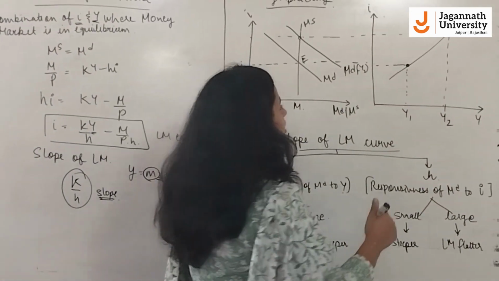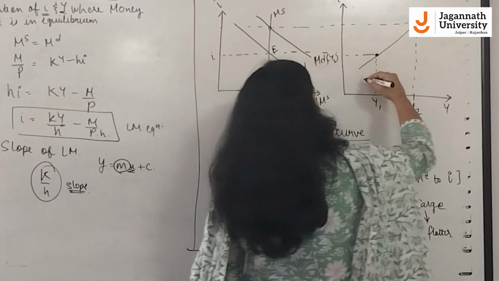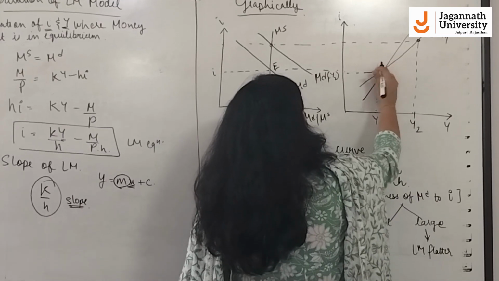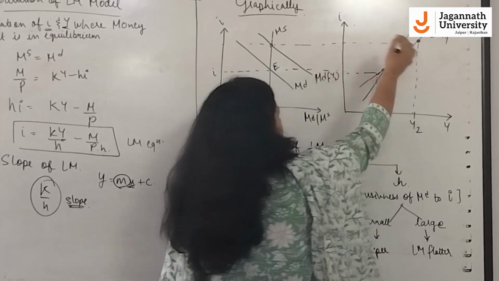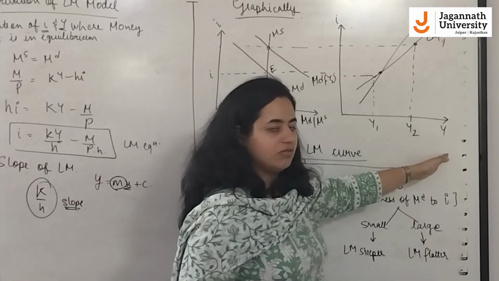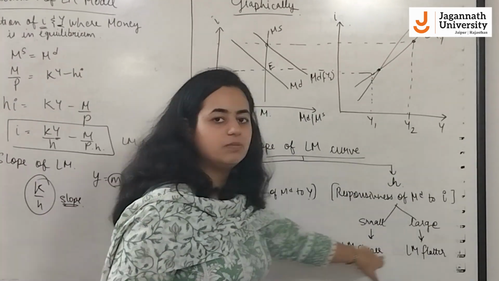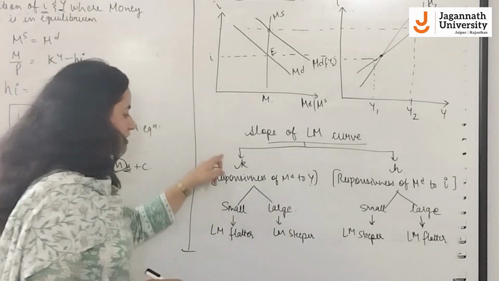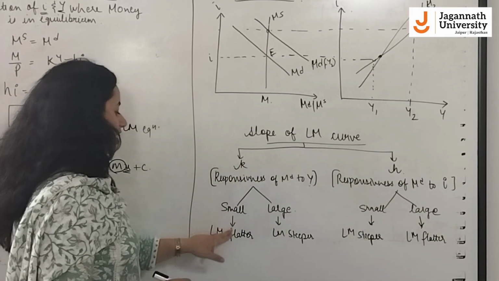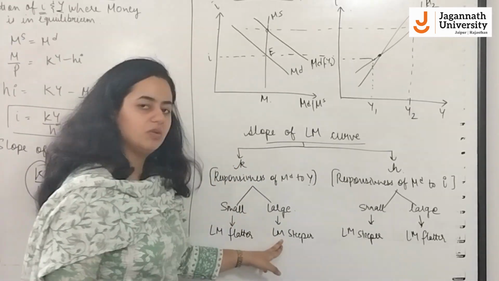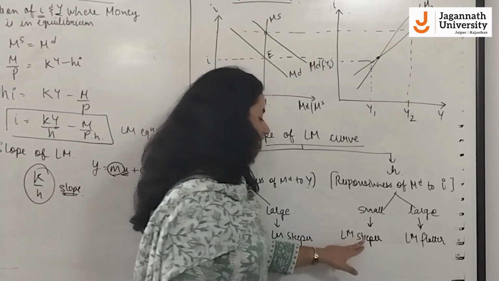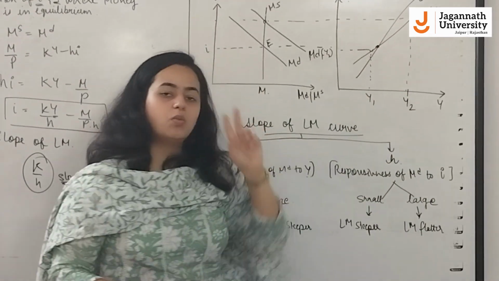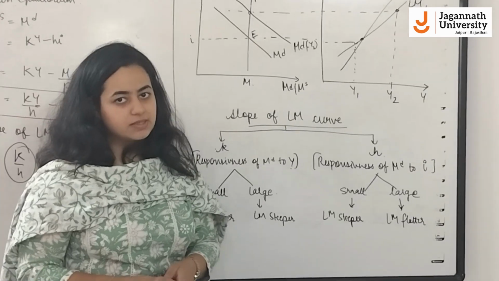To better understand it, you can take two LM curves. Take one like this and one like this, say LM1 and LM2. Using these two curves, take one initial interest rate, you can check the change in interest rates and the change in income levels, and then you will be able to check whether they are steeper or flatter. For your simplification, I have taken here when K is small and when K is large. When K is small, LM will be flatter, and when K is large, LM will be steeper. When H is small, LM will be steeper, and when H is large, LM will be flatter. This can be checked by taking one flat and one steeper LM curve.